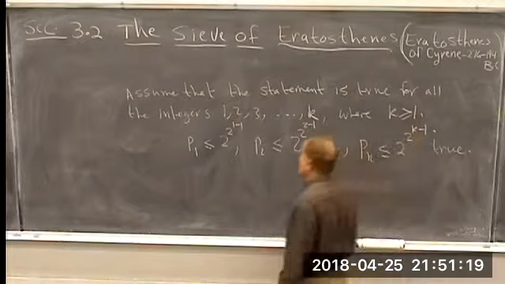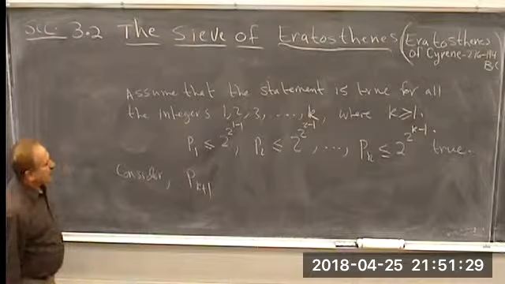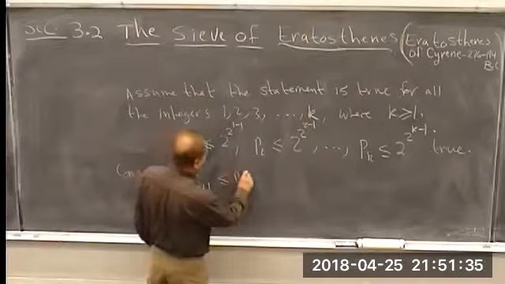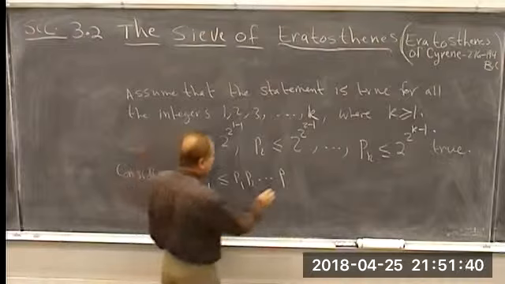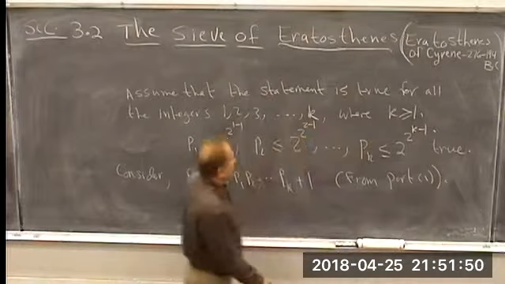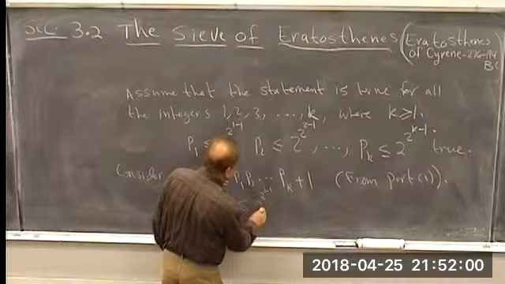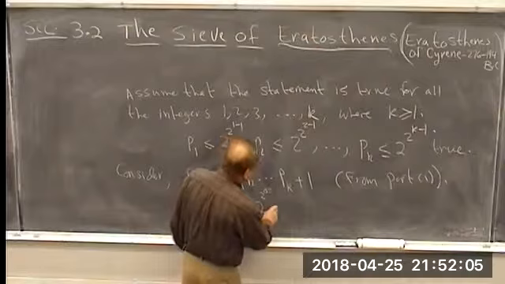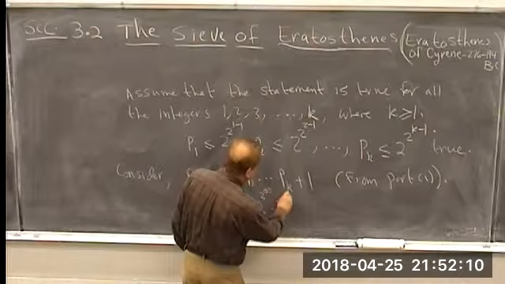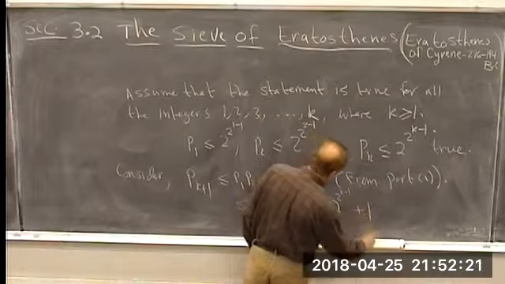And we need to consider p_{k+1}. Now, by part 1, we know this is less than or equal to p_1 p_2 up to p_k plus 1. This is from part 1 of this theorem. Now we can use that this is less than or equal to 2 to the 2 to the 1 minus 1, which is basically 2 to the 0. Then we multiply this by 2 to the 2 to the 1, then 2 to the 2 to the 2, and so on. And the last one is 2 to the 2 to the k minus 1, plus 1. All these are powers of 2.